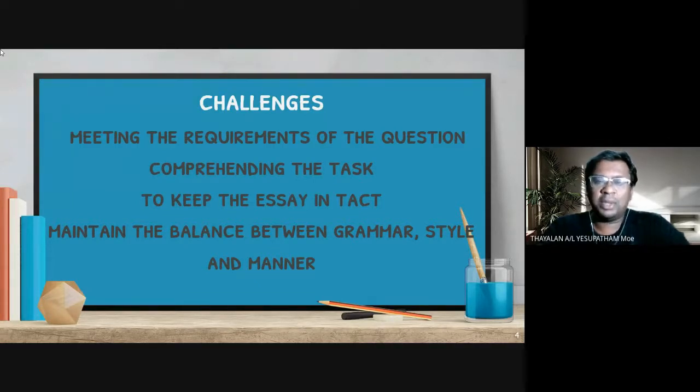So there has to be a balance between the grammar, style and manner. Grammar, you cannot make mistakes with grammar. You can't make mistakes with subject-verb agreement. You can't confuse tenses. If it is a story or a recount, something that happened in the past, it has to be in the past tense, no compromise. The style and the manner with which you present your writing. These are all the challenges.